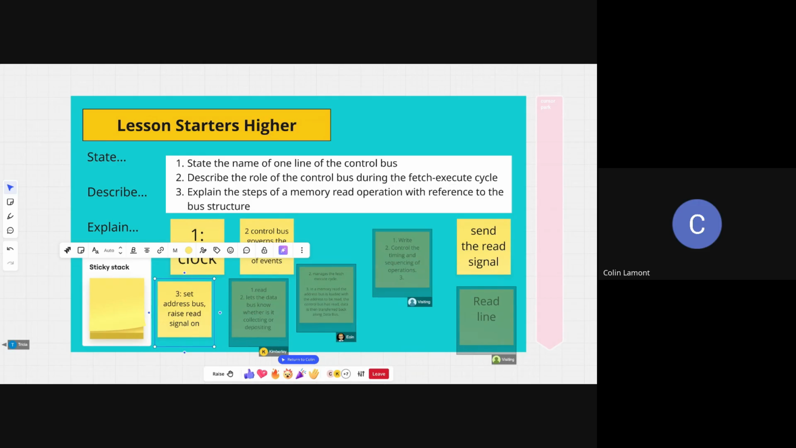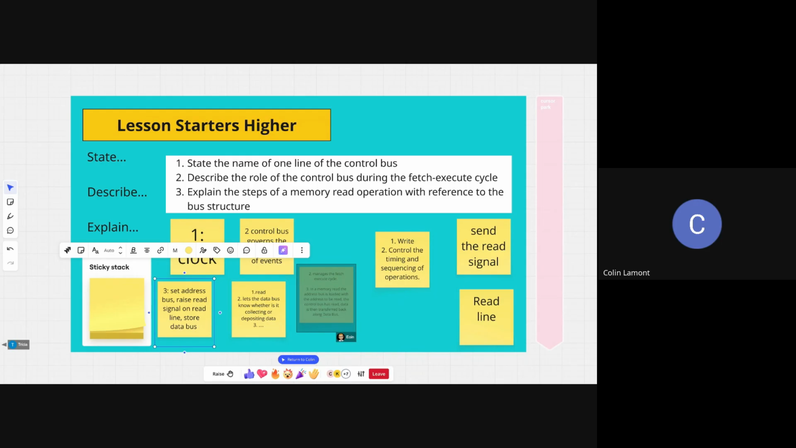Okay. So again, just that extra level of detail that you need as you move from state to describe to explain. So loads of good answers. My answers, I would have gone with, well, you could go with any of the 5 lines on the control bus: read, write, clock, reset, interrupt. Question 2, the role of the control bus: it sends the read signal, or it activates the read line, something along those lines.